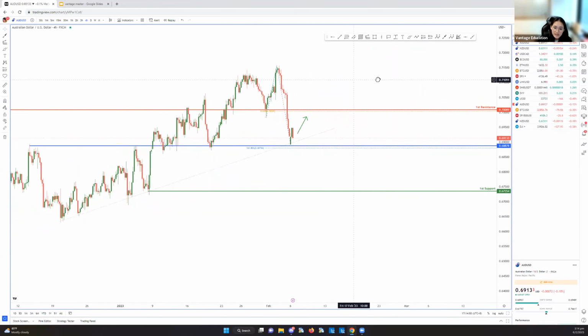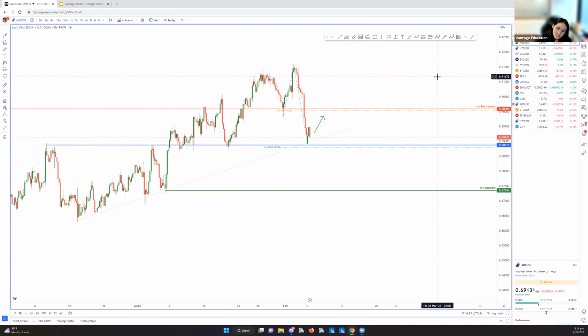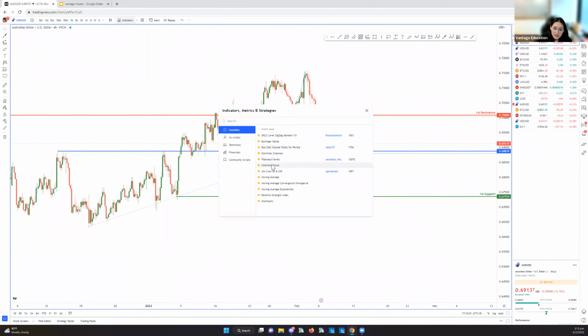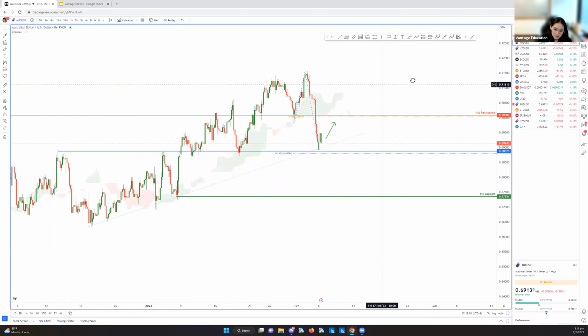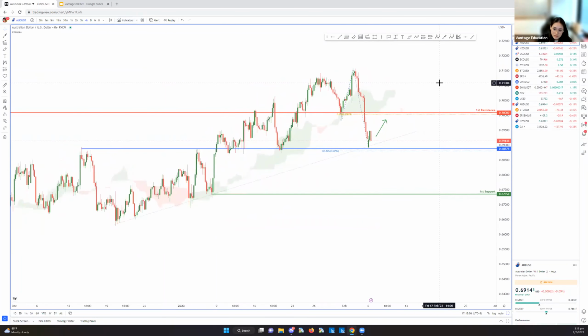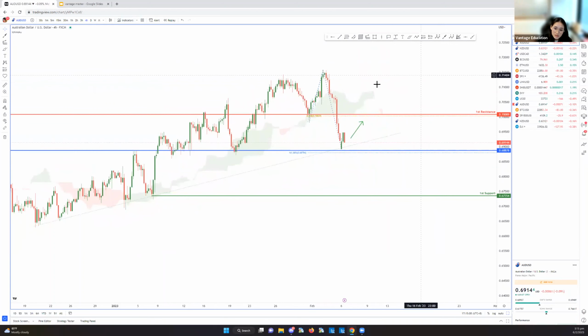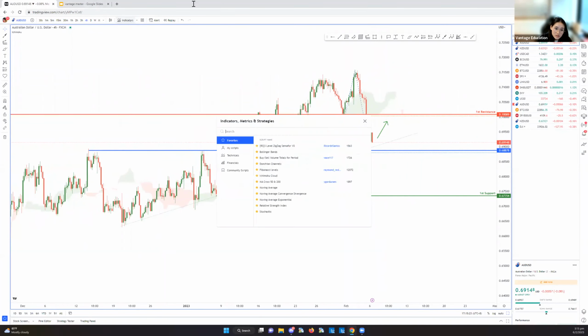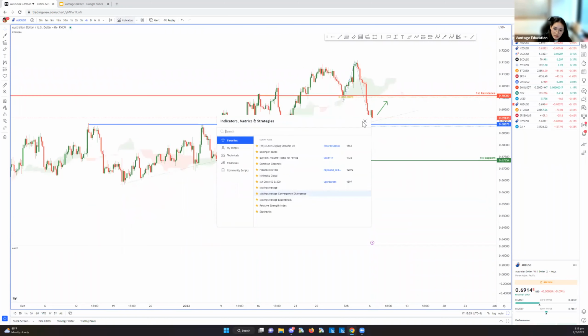So now that we have our support resistance levels and our Fibonacci levels, let's pull out some indicators to support our analysis. Firstly, I like to use the Ichimoku cloud. The Ichimoku cloud is a really easy way to see at one glance whether price is bullish or bearish. In this case, since price is moving below the Ichimoku cloud, it does not support our bullish bias. So let's go ahead and pull out some more indicators.